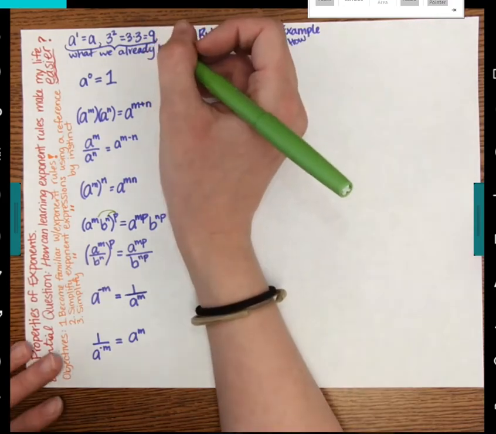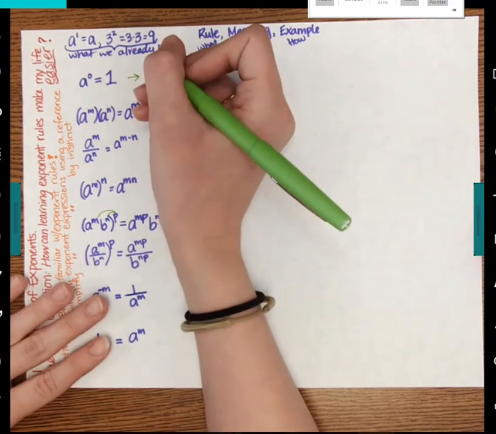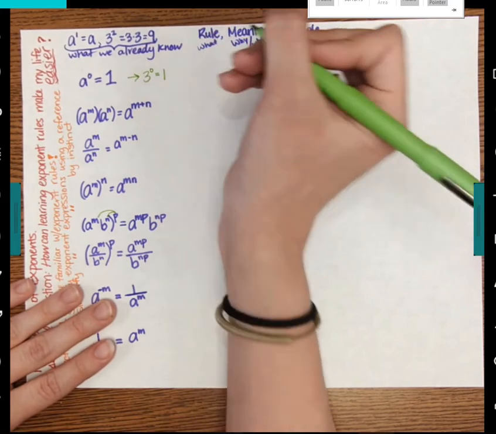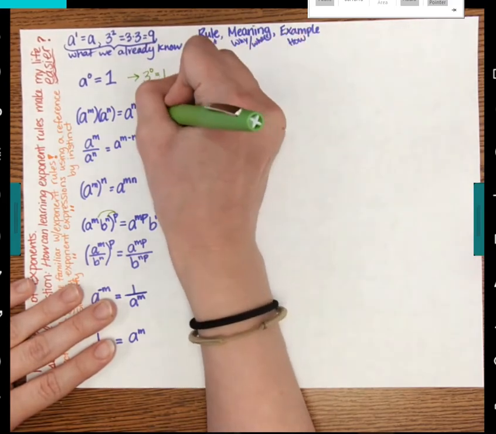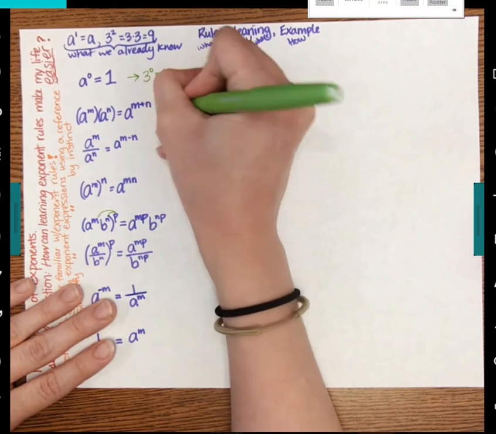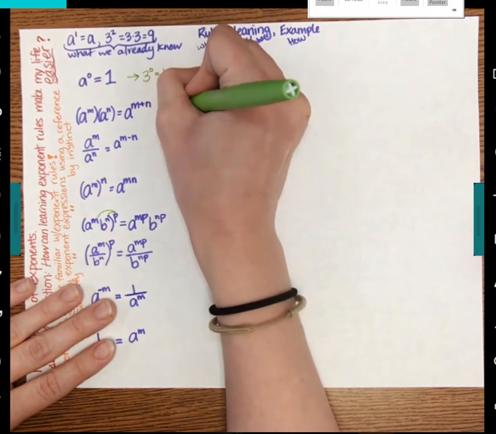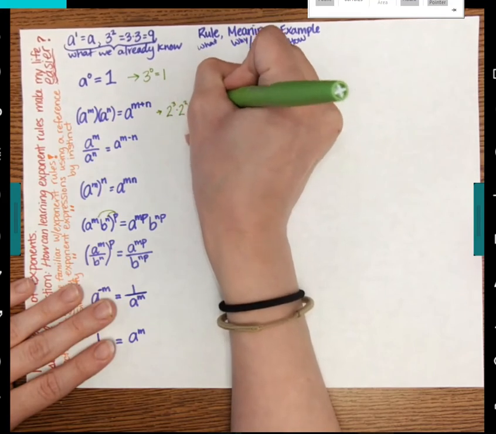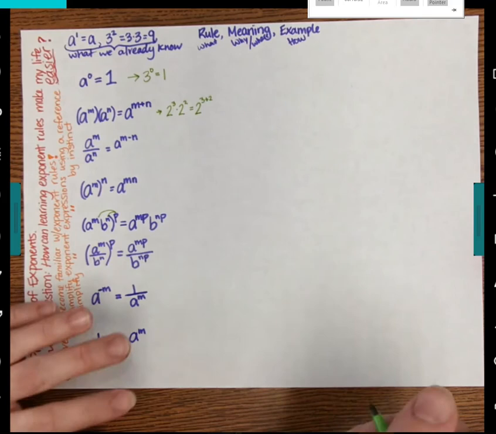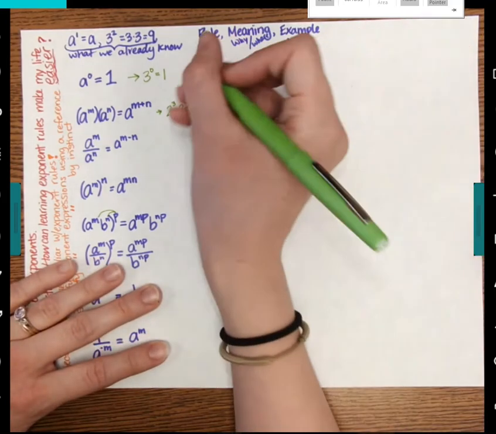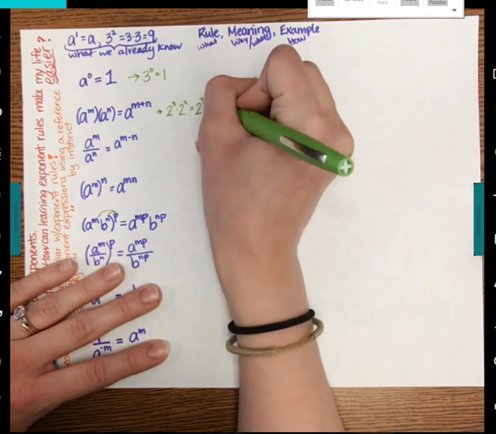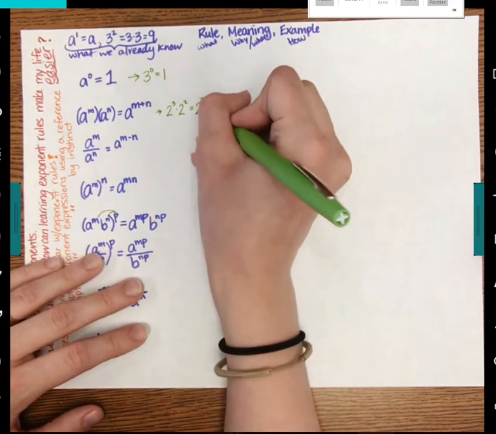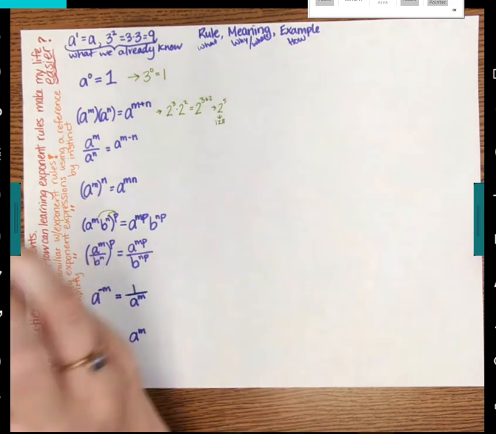Okay, so this would be, for example, if we did 3 to the 0 power, that equals 1. This would be, for example, if we did 2 cubed times 2 squared, that's 2 to the 3 plus 2, which does equal 2 to the 5, which is 32, in case you were wondering.